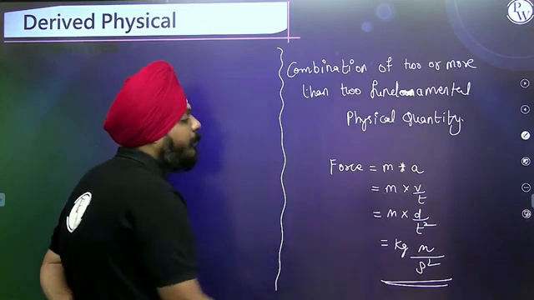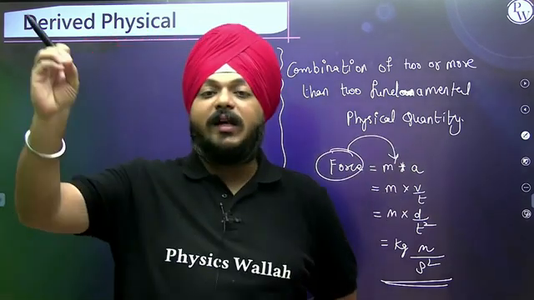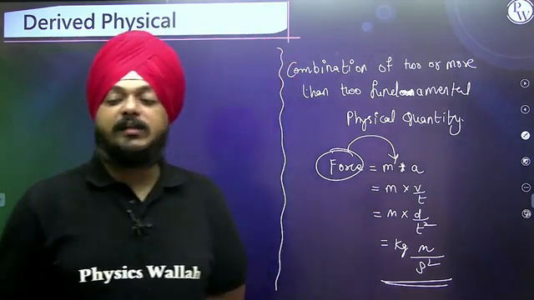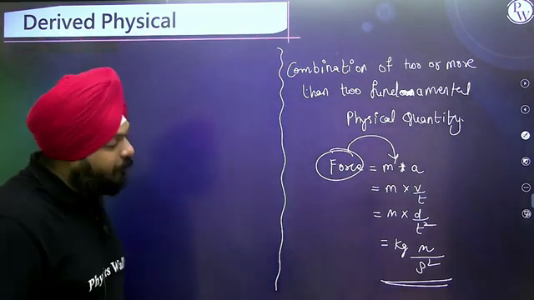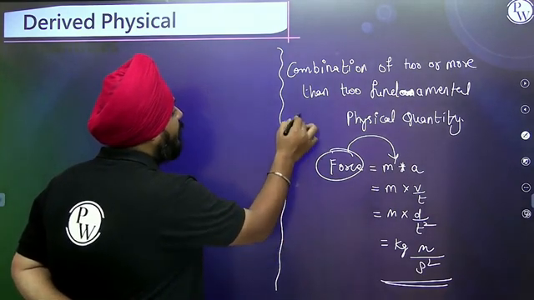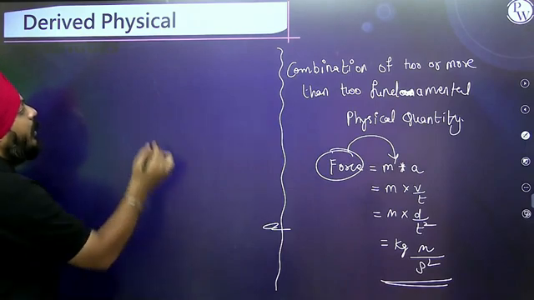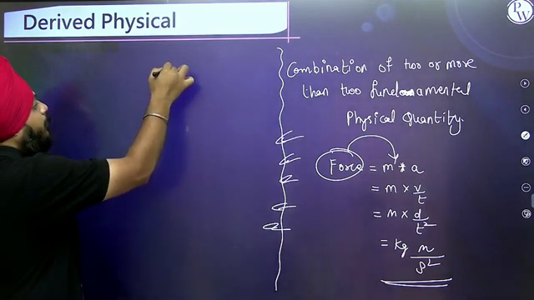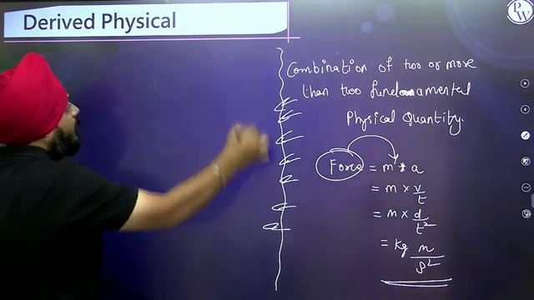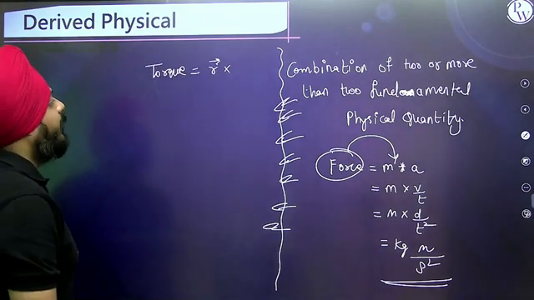It is made up from the fundamental physical quantities. The force is a derived quantity and it is measured that way, made up from the fundamental physical quantities. Now what are other examples of this kind of quantities? Torque, R cross F, this is a derived quantity.